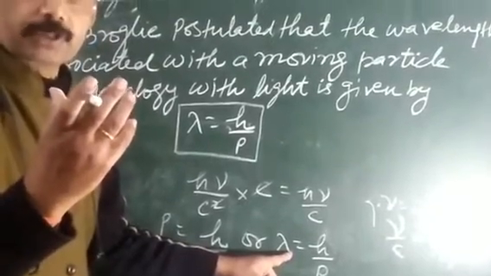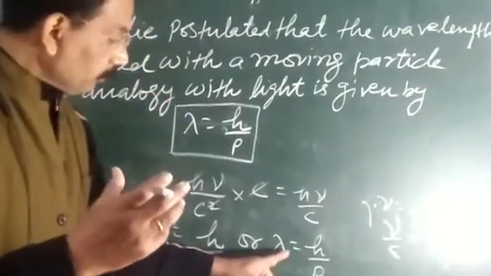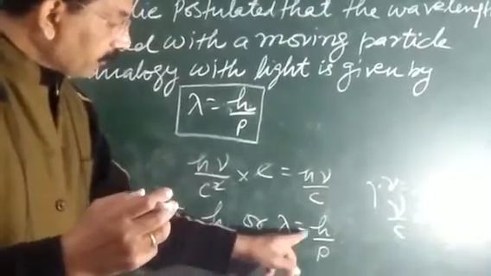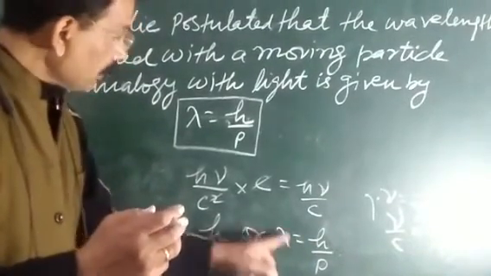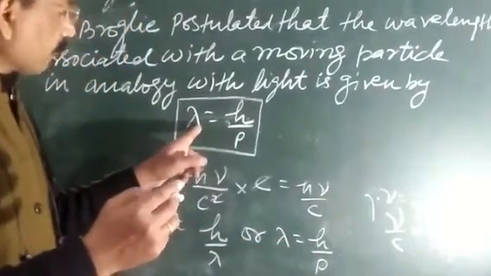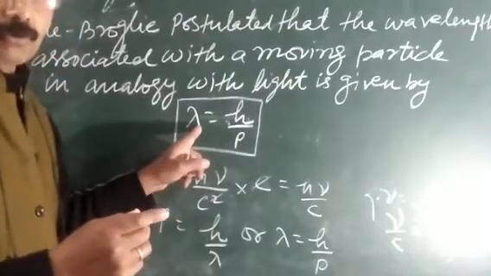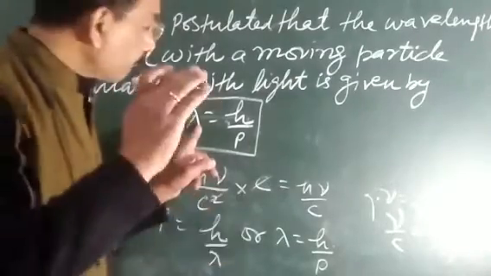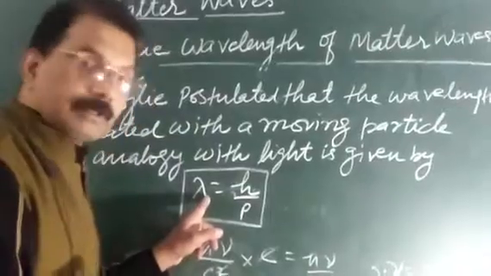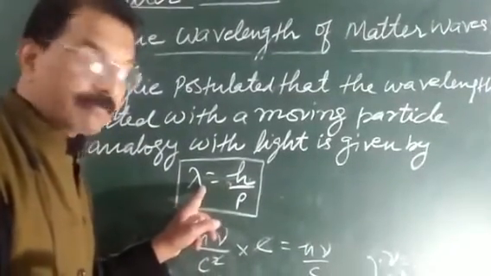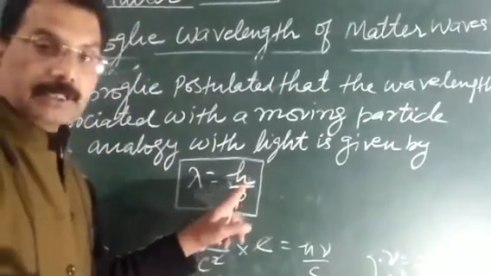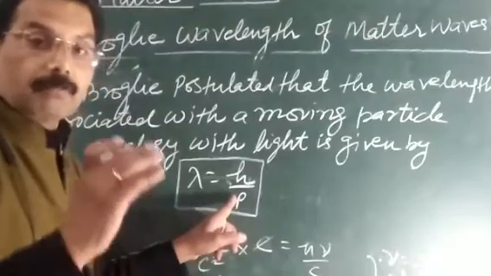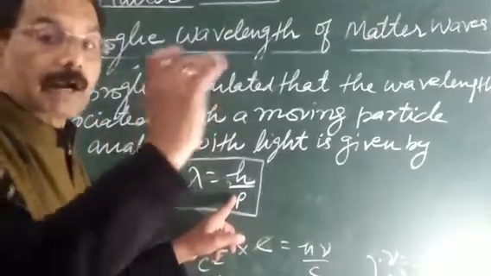It means it possesses the particle nature. So, analogous to the wavelength of light or the wavelength of a photon, de Broglie gave this formula for finding the wavelength associated with a moving particle, where lambda is called the de Broglie wavelength, h is the Planck constant, and p is the momentum of that moving particle.